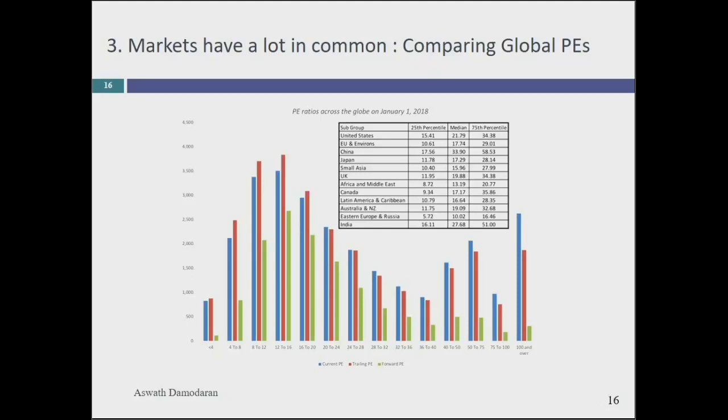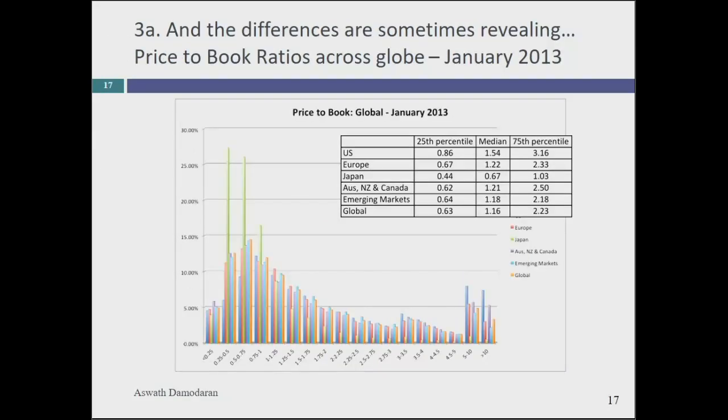Already you can see the danger of just buying stocks based on low PEs, right? You're going to get a lot of East European and Russian stocks in your portfolio, and I'm not sure you want a portfolio of just East European and Russian stocks. And sometimes those differences can lead you to make judgments about an entire sector.